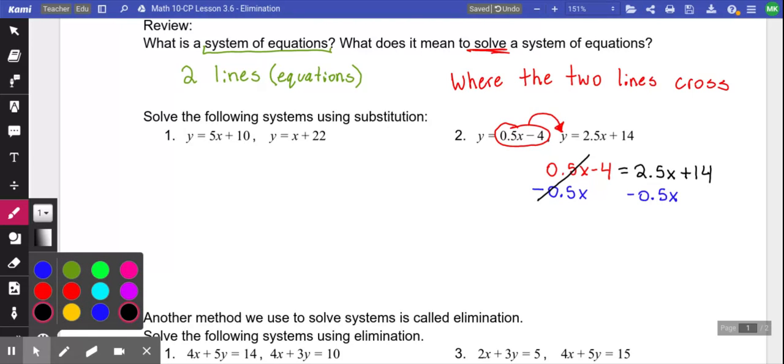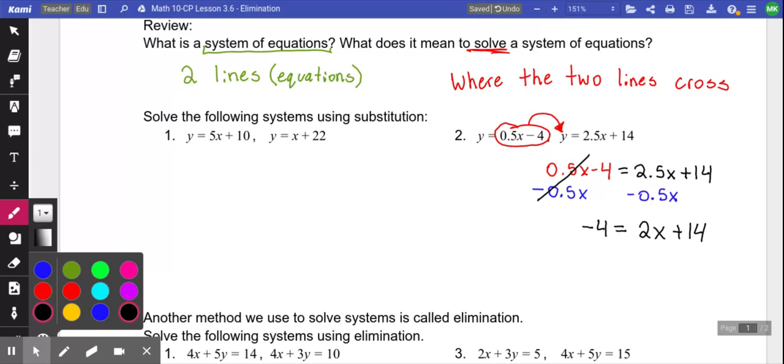I now would have negative 4 on the left equals 2.5 minus 0.5 would be 2x. The plus 14 would still just be plus 14. First job, get all the x's on one side. I've done that. They're all on this side of the equal sign now.